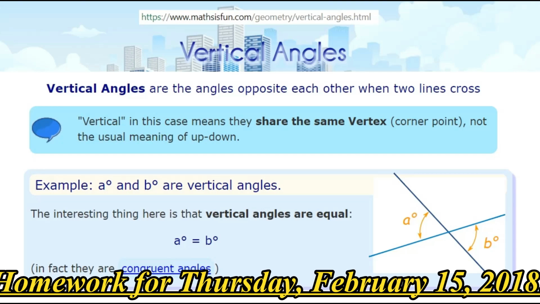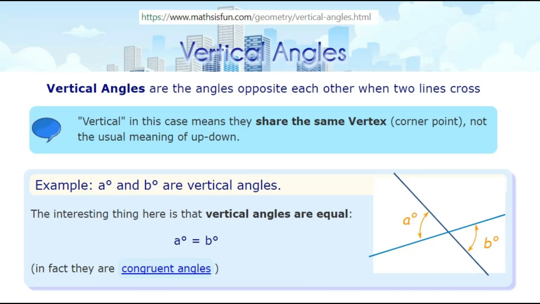This is the homework for Thursday, February 15th, and we're looking at angles again, but this time we're looking at one new component, and we call these vertical angles. Now, what is a vertical angle? You see here, I'm looking at mathisfun.com again, and vertical angles are simply angles that are opposite of each other when two lines cross. So if you have two lines that cross, sort of like the letter X, it means that they share the same vertex, the same corner point. So the vertical angles are equal.